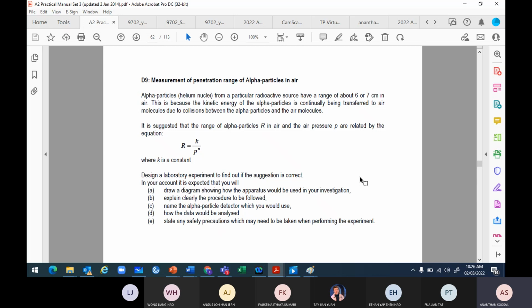What is independent? Dependent is your pressure, right? Pressure is independent. You change the pressure, right? Pressure is independent. What is dependent? Range is dependent. We adjust the pressure, we check the range, how far the alpha travels. So independent is of course pressure, right? Dependent is the range.